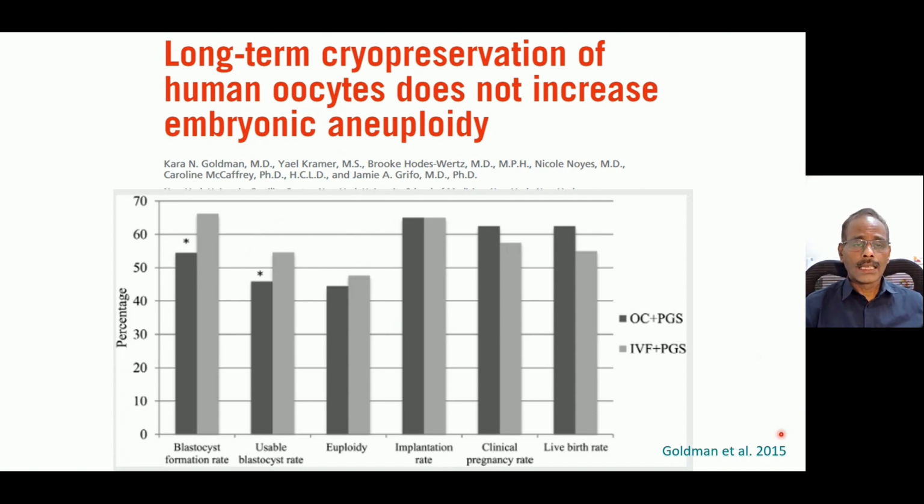But interestingly, studies have shown that long-term cryopreservation of human oocytes does not increase embryonic aneuploidy. Here is the data comparing the fresh oocyte and the frozen-thawed oocyte. Look at the euploidy, the implantation rate, the clinical pregnancy, and the live birth rate, which are not significantly affected by oocyte cryopreservation.